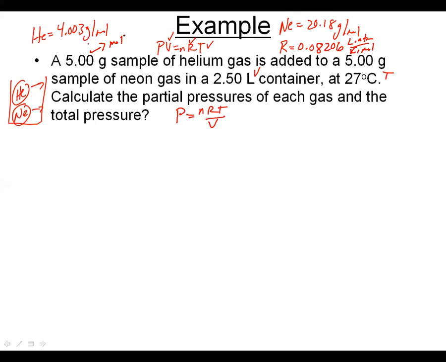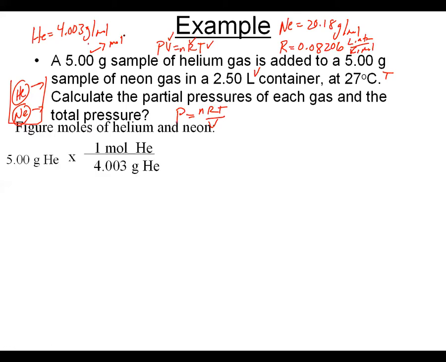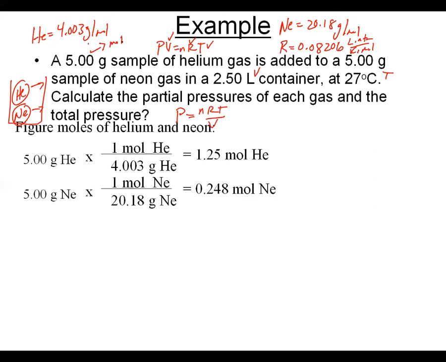So the first part of this would be to figure out the moles of each of those gases. Those numbers come from the periodic table: the 4.003, which is the molar mass of helium, and the 20.18, which is the molar mass of neon. And now, since we have the moles of each gas, we can get the partial pressure of each gas by using the ideal gas law. We're just going to do the calculation for each gas separately.